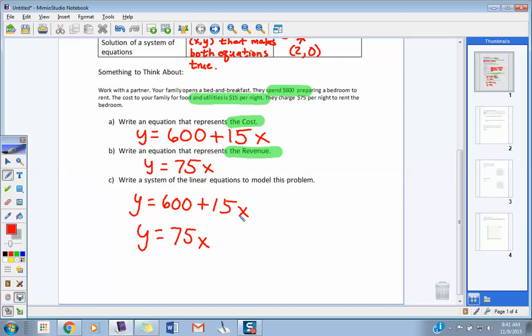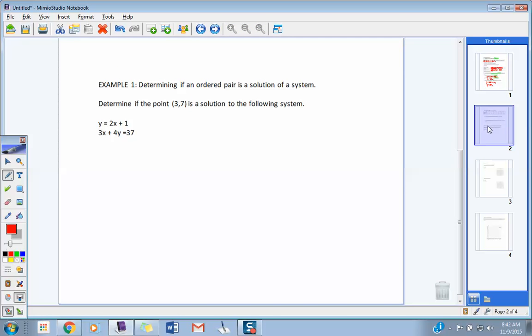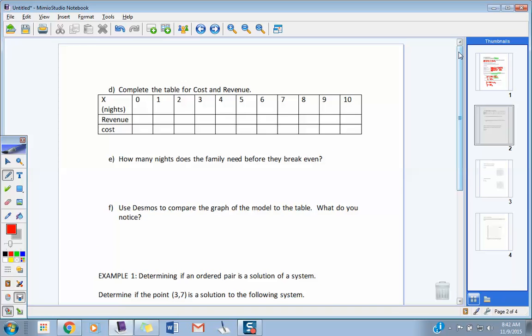Okay. So the system's written right there, and I'm going to go ahead and move to the next page. In the next page, they say, hey, I want you guys to complete the table for the cost and the revenue. So the system was y equals 600 plus $15 for each night that somebody's there. And then our revenue each night is 75 times the number of nights that they're there. Okay? So let's just go ahead and start this chart. Let's go ahead and talk about our revenue function first.